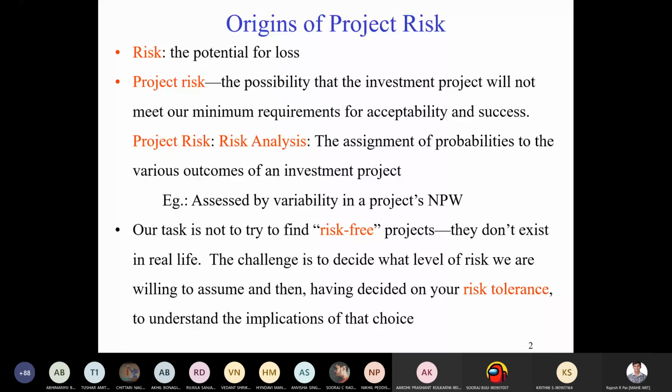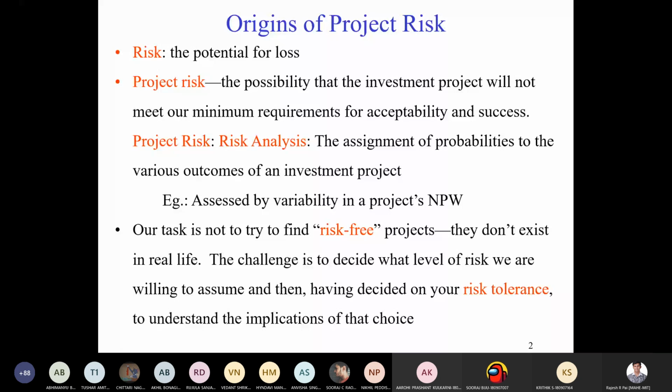So when it comes to project risk, it is the possibility that the investment project will not meet our minimum requirement for acceptability and success. So that means when we consider any project, we see whether the company has to invest more, or the company has to invest less, or whether the product or the project is meeting the requirements of the organization or not. So that is how the project risk will be calculated.